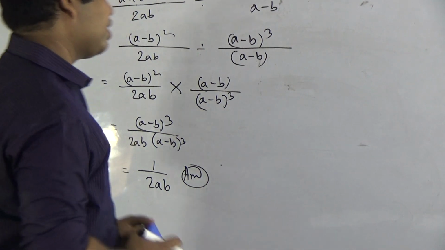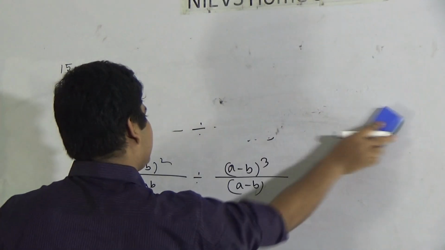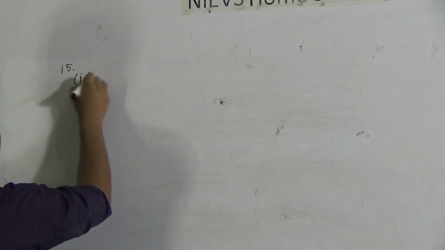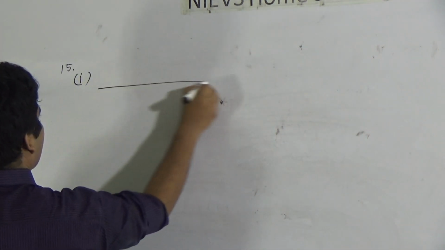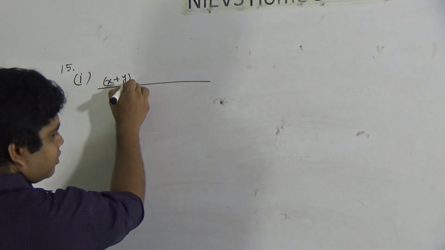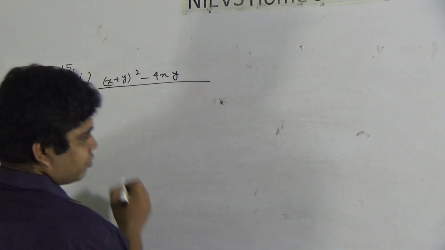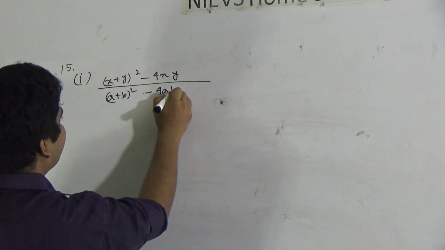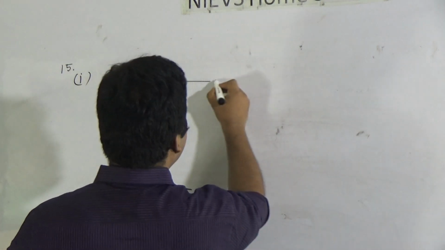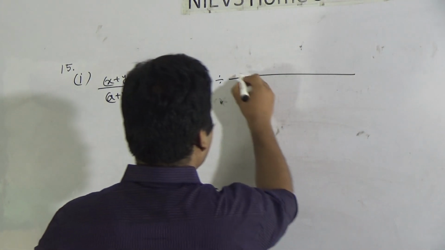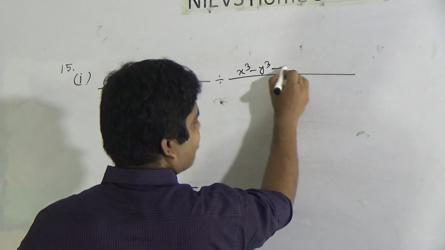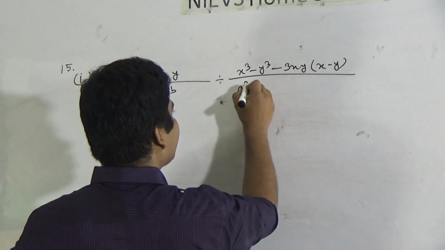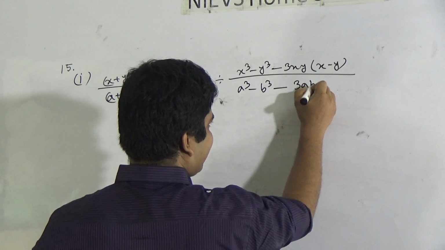Our last question, question number I. I number question is (x + y)² − 4xy over (a + b)² − 4ab, divided by (x³ − y³ − 3xy(x − y)) over (a³ − b³ − 3ab(a − b)).